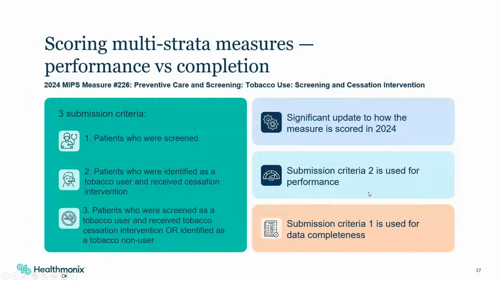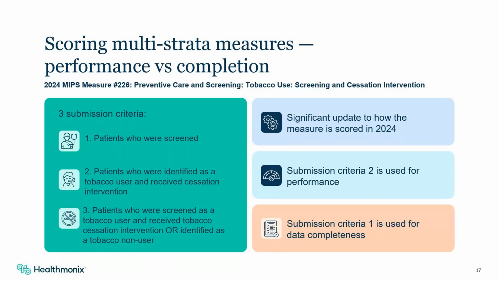Thank you. All right, so sometimes CMS will leverage different strata for different requirements. Measure 226 is preventative care and screening tobacco use, where we're looking for screening for tobacco use and if there was a cessation intervention provided. This is a highly utilized measure, but in 2024, CMS has introduced a big change. Overall, we're looking for those patients who are eligible, and we want to know if these patients have been screened to be tobacco users or not. That's going to be your submission criteria for Strata 1.